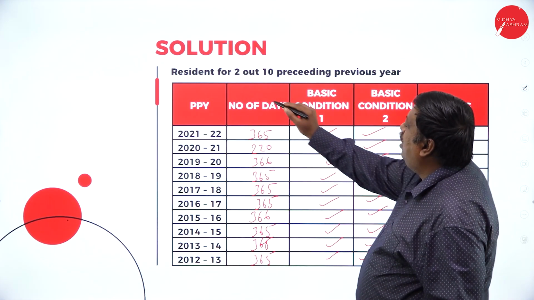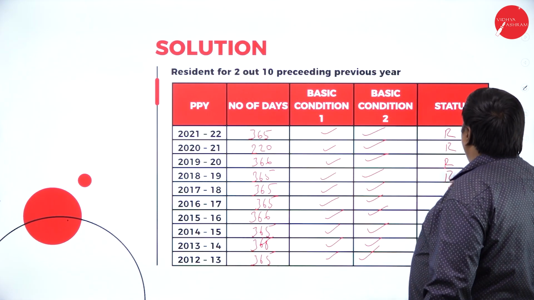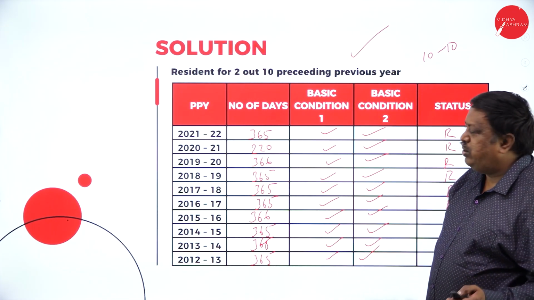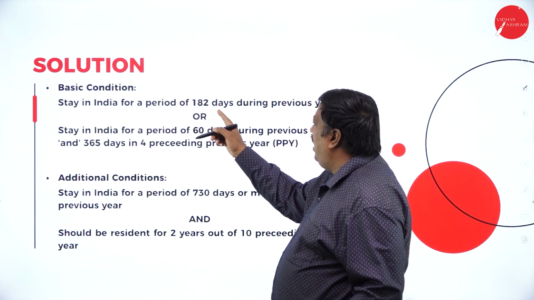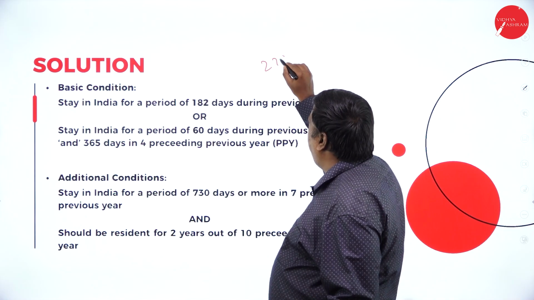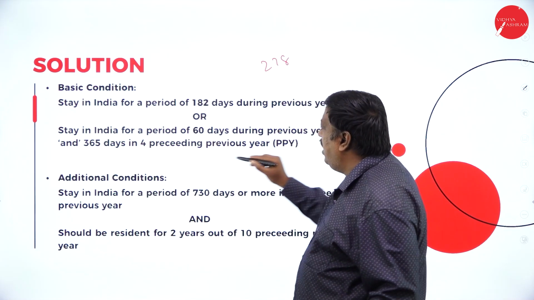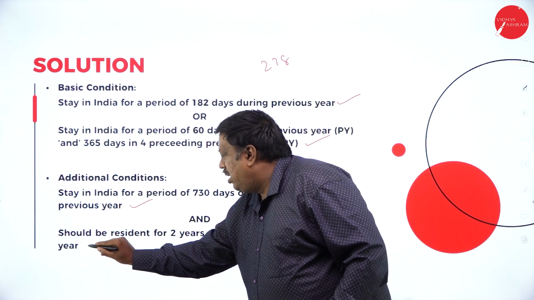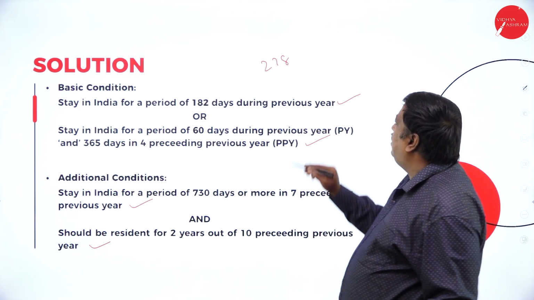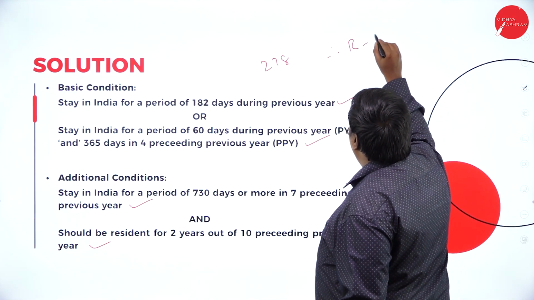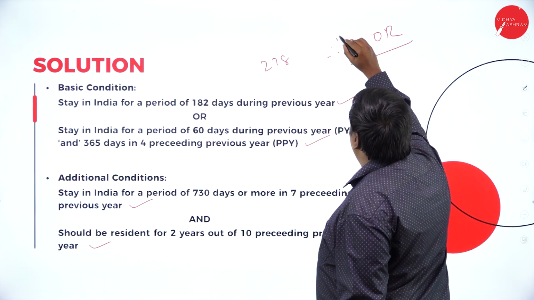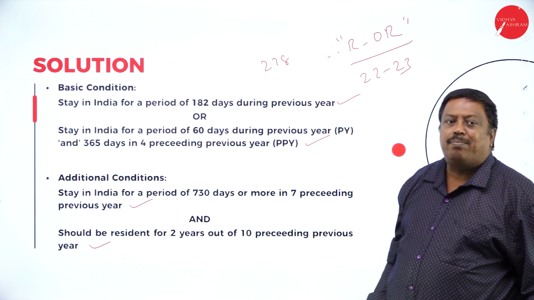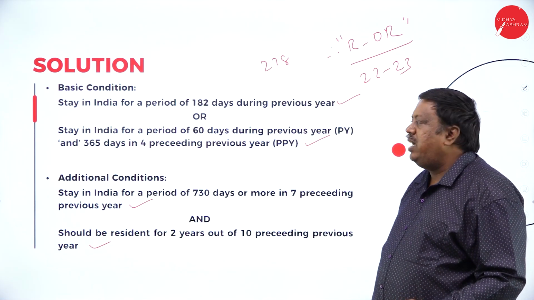So what they have said, resident for 2 years, I'm here 10 out of 10. So I've satisfied my second additional condition also: stay in India for 182 days. I've stayed for 278 days. I've satisfied my first basic condition, second basic condition, and both additional conditions. Therefore, my status will be resident and ordinarily resident for 2022-23.